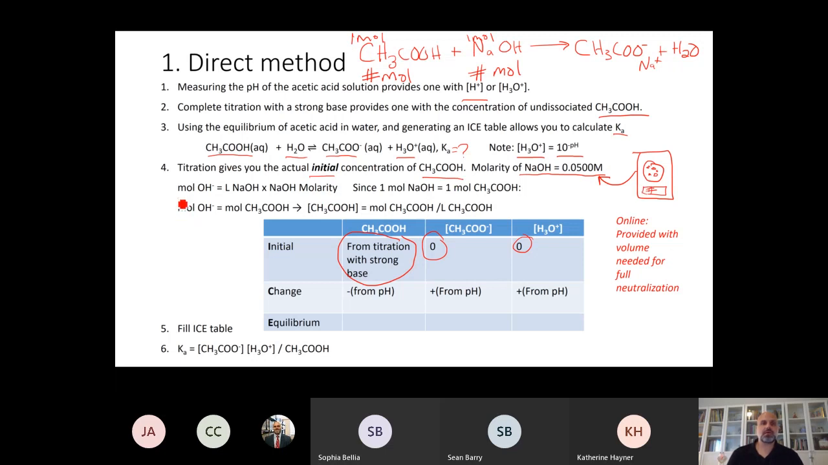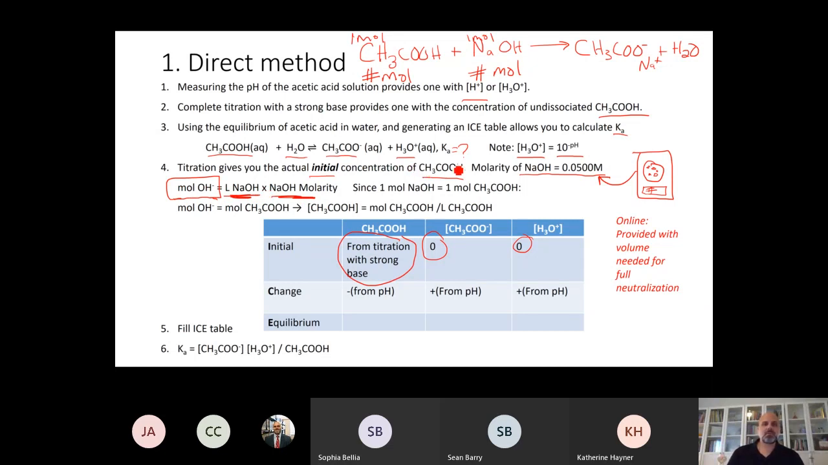Because we know our known volume, and we know the volume of sodium hydroxide that we add, we know the molarity of the sodium hydroxide because we made it up fresh. That allows us to calculate the number of moles of hydroxide ion that we used in the reaction mixture.